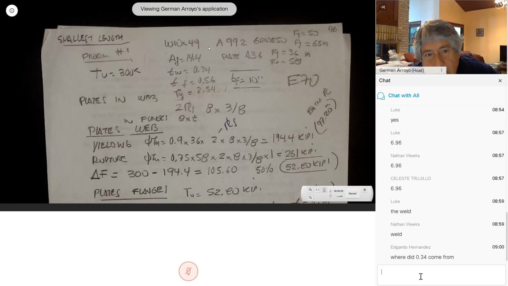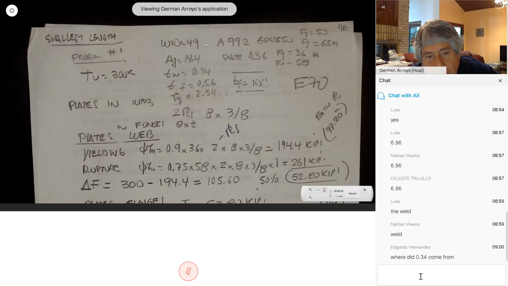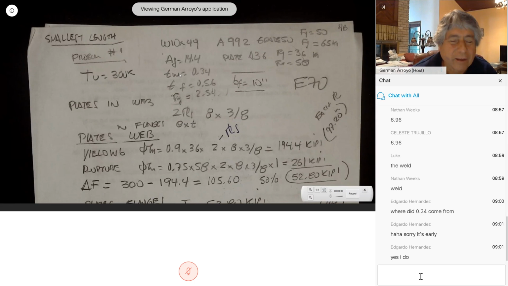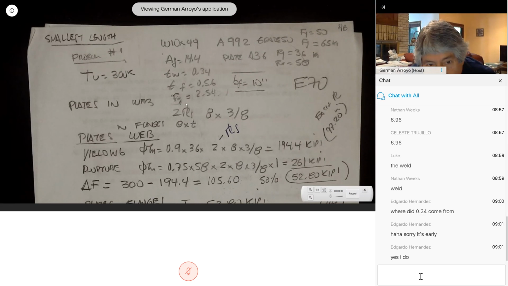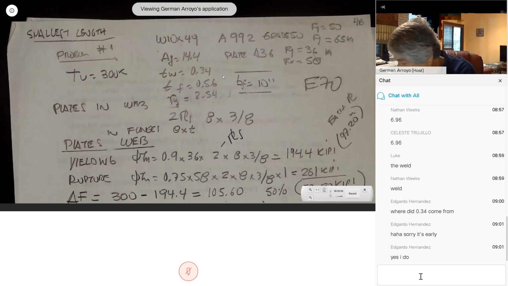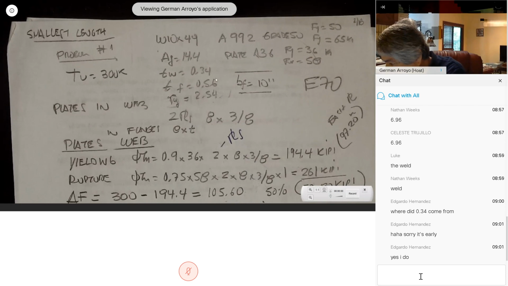Look, page 1, W10 by 49, the area, the thickness of the web. Edgar, you get that? Yeah, don't worry. But don't forget that there are two portions. One is in decimal, the other one, this is the one for you. I know you're familiar with it.